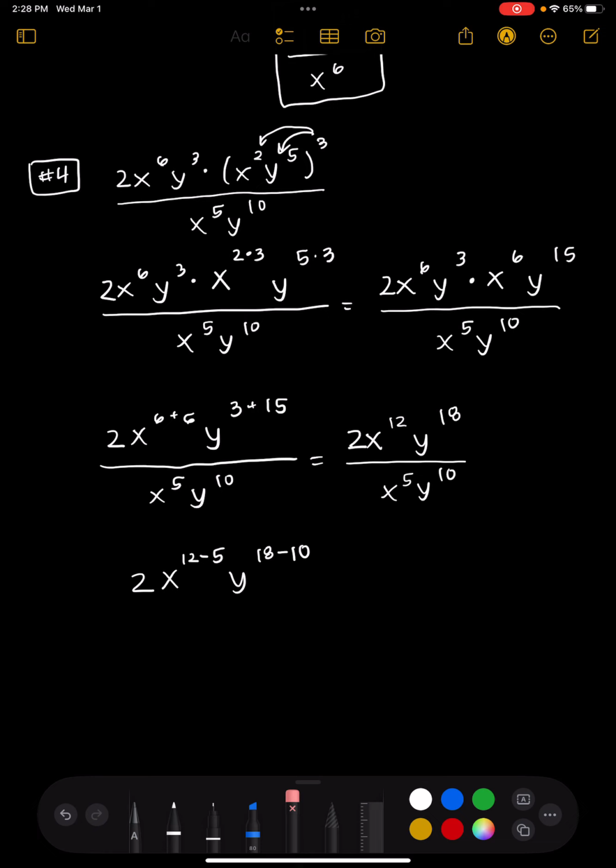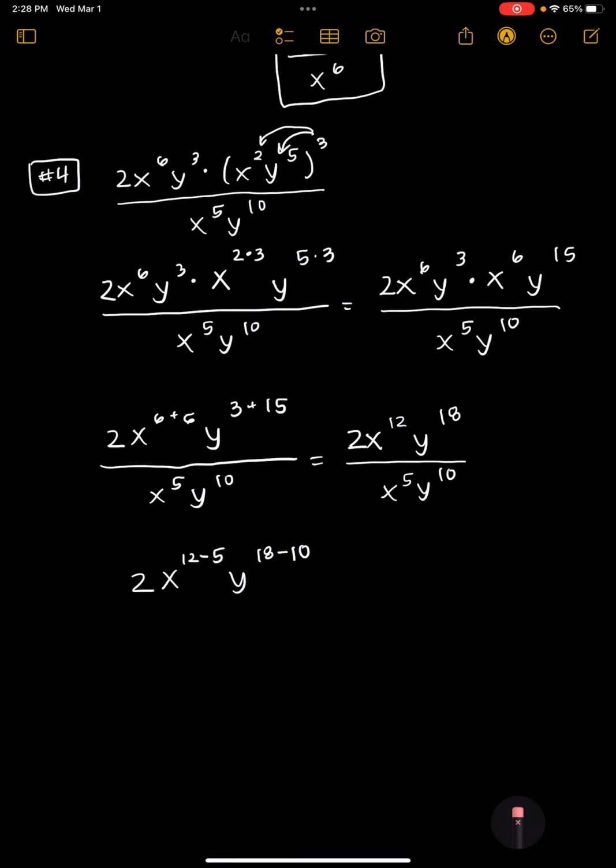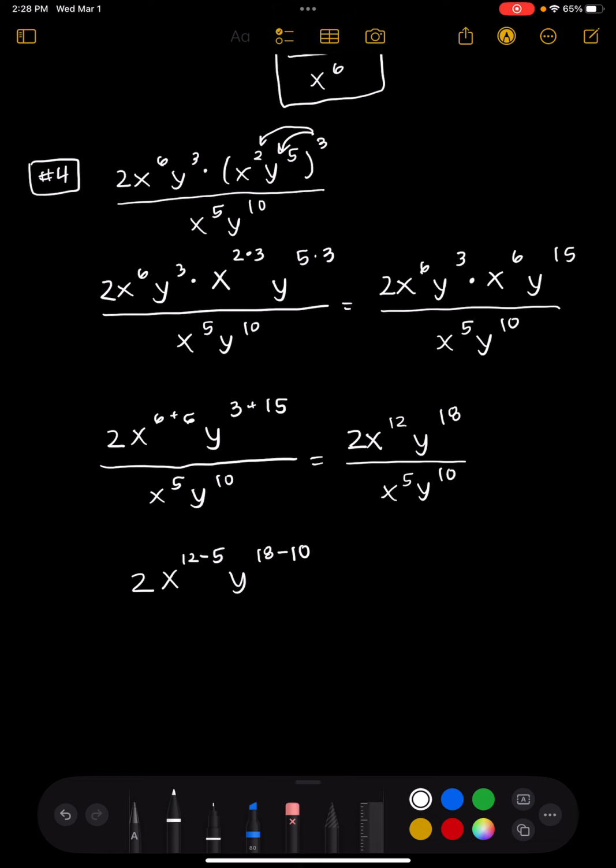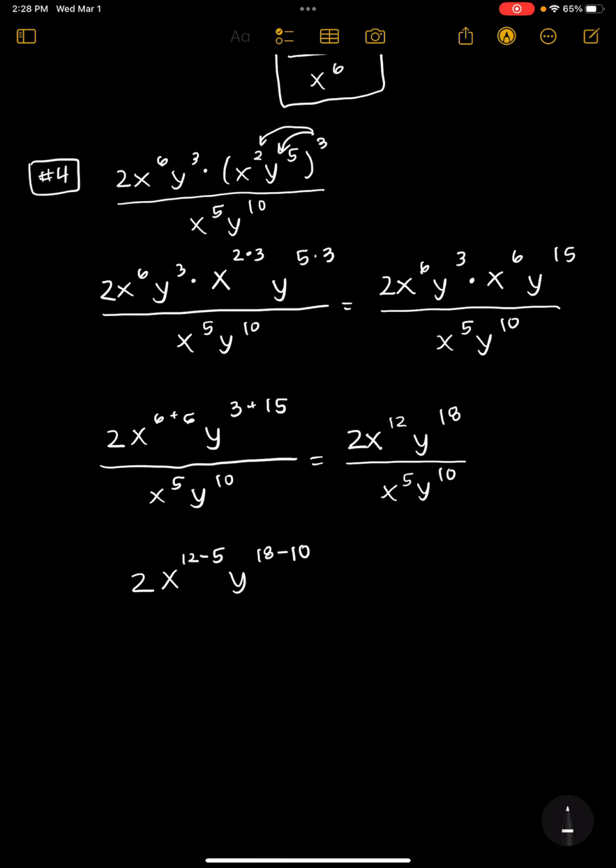Now, because everything ended up on top, we don't actually need to write out the fraction. We can just take away the fraction line. And then it just turns into a whole term. So to simplify that, we'd have 2x to the 7th, y to the 8th. And this is our final simplified answer. And that's how we deal with combination exponents.